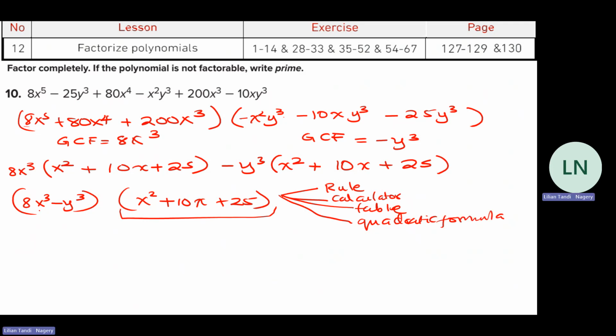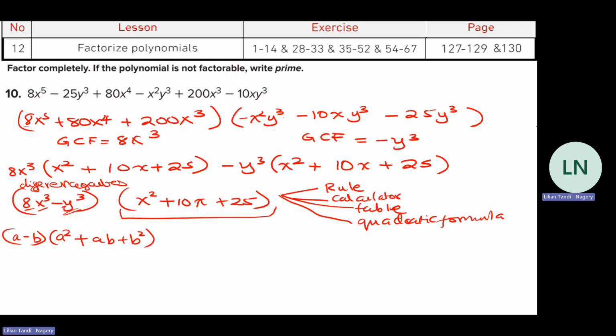And this should be sum of cubes. I mean, difference of cubes. Because 8 is a cube number, x is a cube value, 1 is a cube number, and y is a cube value. So difference of cubes says a minus b, a squared plus ab plus b squared.